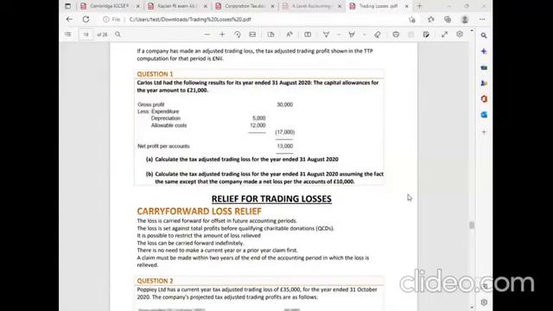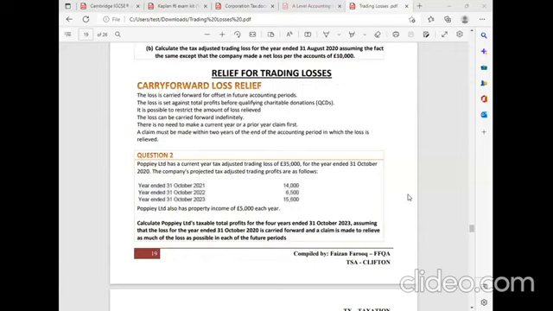If the loss arises for the company, the first method to claim loss relief for companies is also similar to individuals: you are allowed to carry forward your loss. You have a question called Popeye Limited. Limited reflects that this is a company's question, not an individual question. Please read the question.